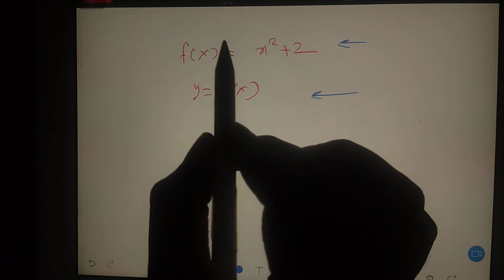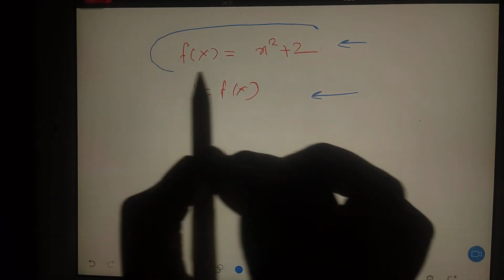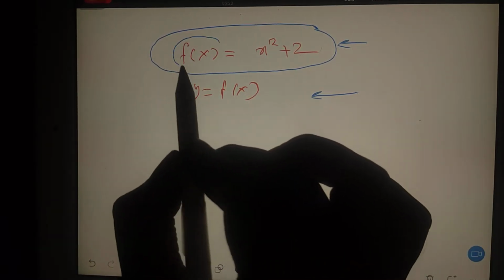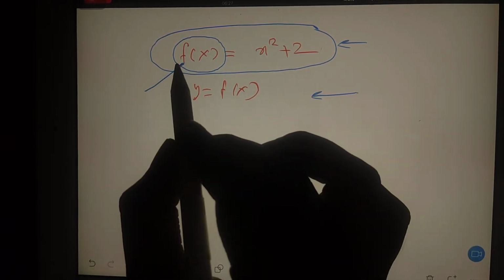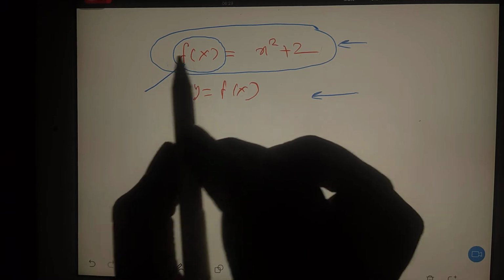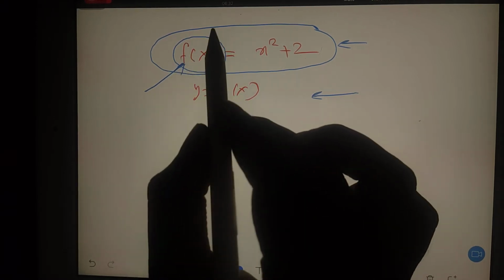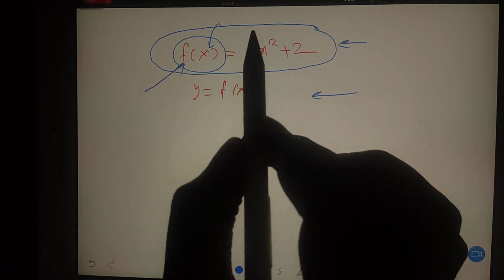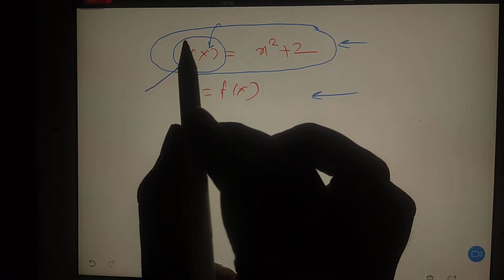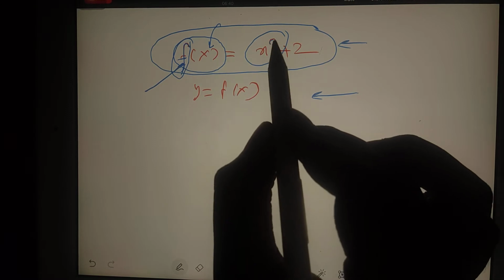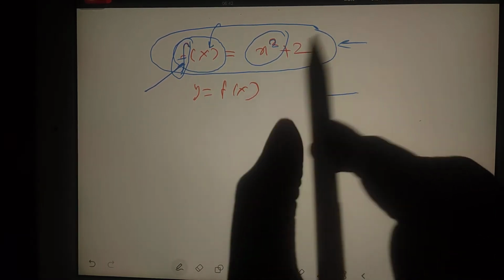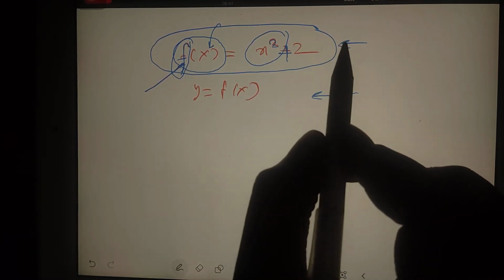Here, f(x) is giving you the idea that f is some function. To define that function we need some variable, so I am using x as the variable. Now what kind of function this f is, you can clearly see you have a square, so square is actually a function. Then you have the plus sign, that is also a function.